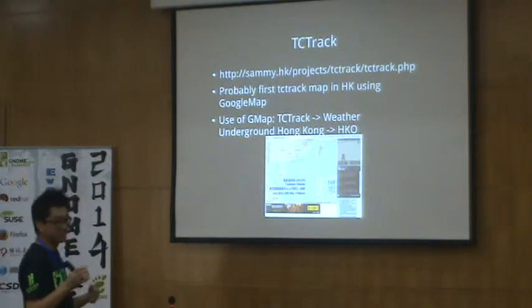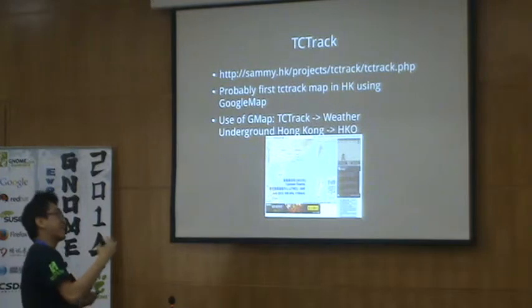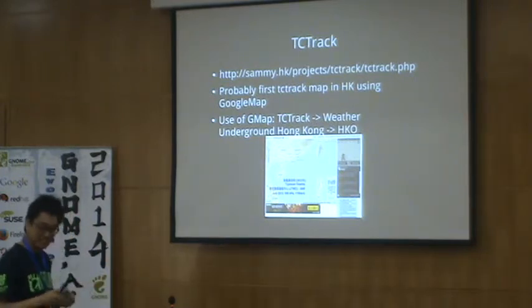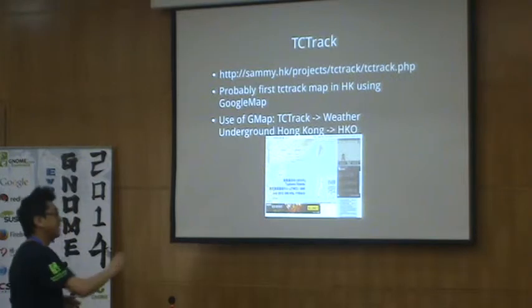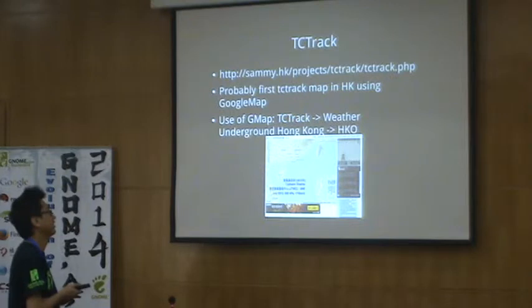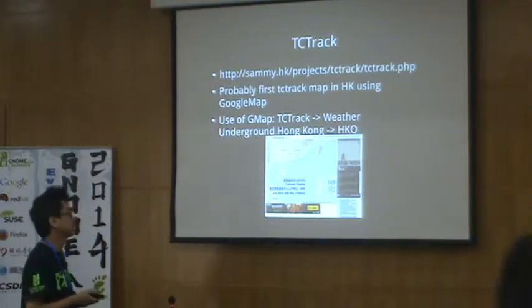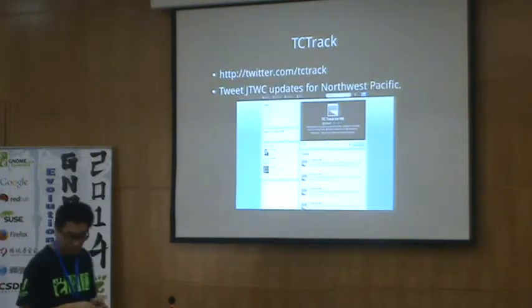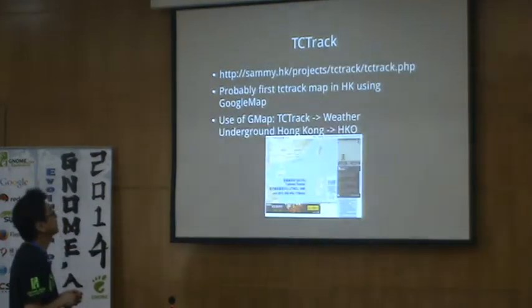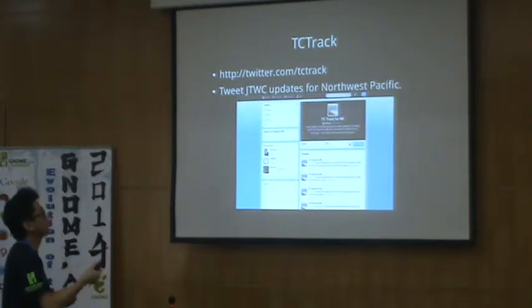Scrapy to develop their typhoon tracking map on their website with Google Map as well. And after a year, the Hong Kong authority also understood that it is good to use Google Map to show the typhoon tracking map. So finally, the Hong Kong authority is also using Google Map as well. And this project also distributes the typhoon information to Twitter as well.